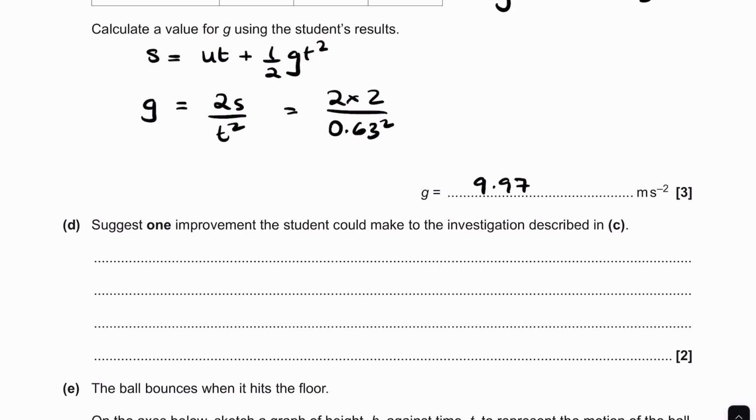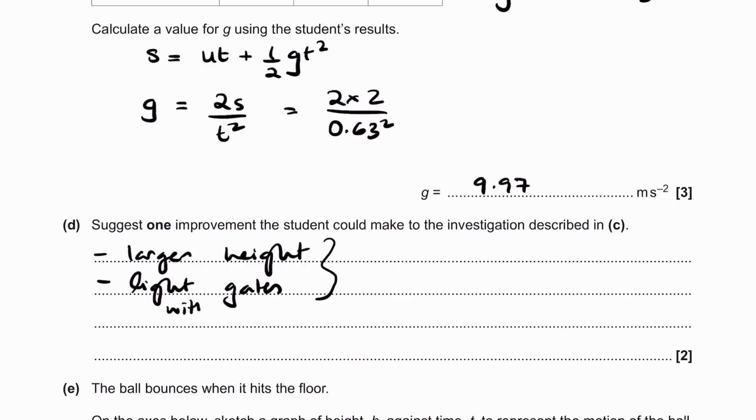Suggest one improvement the student could make to the investigation described. Bunch of things you could improve, really. You could use a larger height to reduce the uncertainty in time, or you can also use light gates with a data logger to record the time. All this will basically remove random errors in time, thereby reducing the uncertainty.